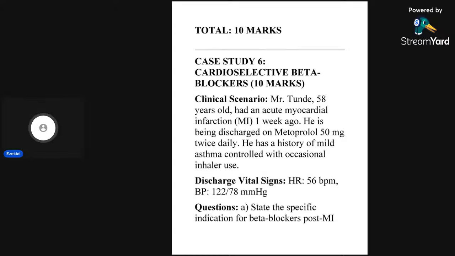When you are not blocking them from working, it means that they will be doing the opposite of what they're supposed to do. So when you are not blocking beta 1 cells from acting, you are causing relaxation. When you are blocking beta 2 cells from acting, you are also causing contraction.